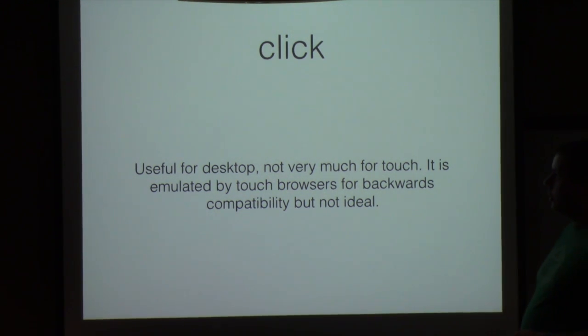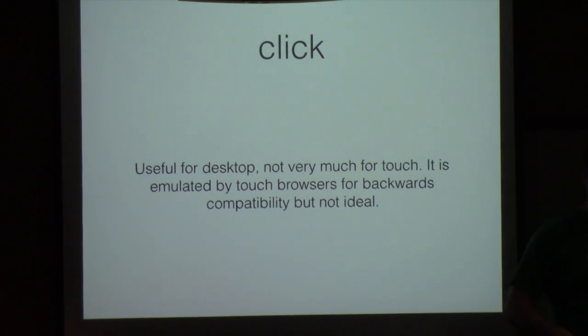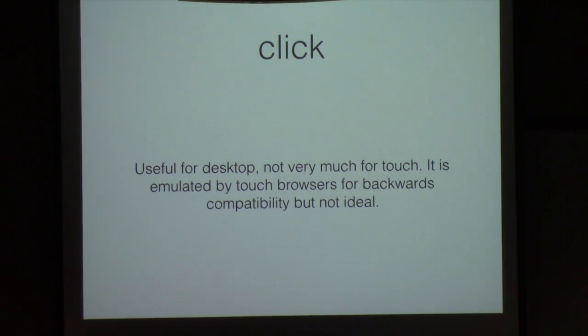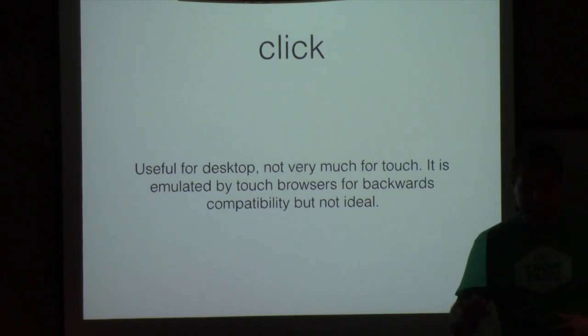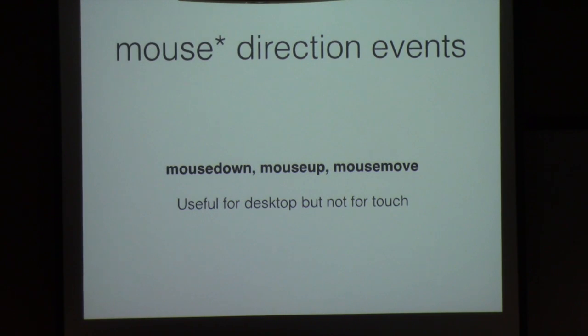There are ways to avoid the 300 millisecond delay, especially by using other types of events on your phones. But you can use click events on your phones. Just realize there's going to be an ever so slight delay as the browser waits to decide if you're really trying to click on something, and then fires the click event for you. So it is emulated and works.